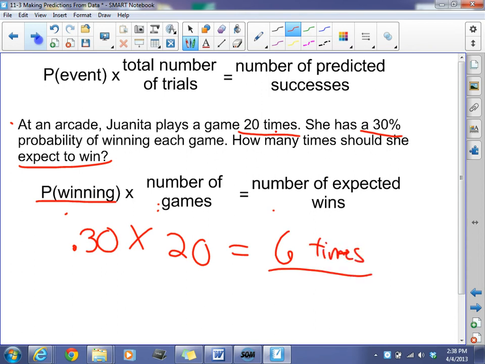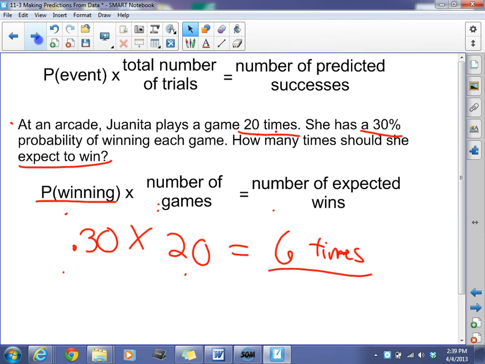She can expect to win 6 times because she has a 30% chance of winning, and she plays 20 times. 30% times 20 equals 6 times. All right, I'm going to take a little breath because that's the first part. Now, the first part really, I feel, is very, very simple. Just like yesterday, all you're doing is plugging in appropriate numbers. That's all you're doing. I think that makes it a little bit easier.